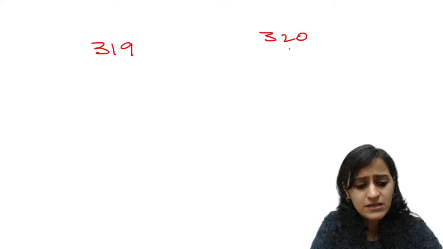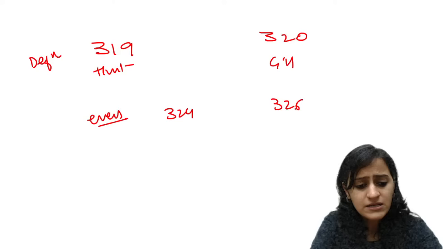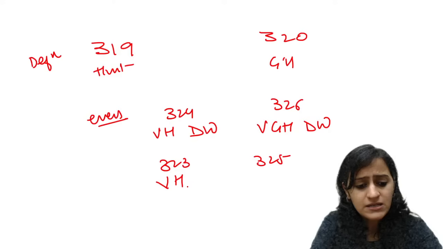319, 320. These are the definitions of causing hurt and grievous hurt. Then you have your even numbers which are more evil: 324, 326. Voluntarily causing hurt with dangerous weapon. Voluntarily causing grievous hurt using dangerous weapon. The odd numbers 323, 325 are simple. Voluntarily hurt and voluntary grievous hurt. Dangerous weapon is not here.